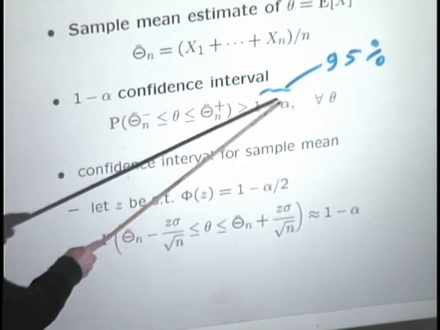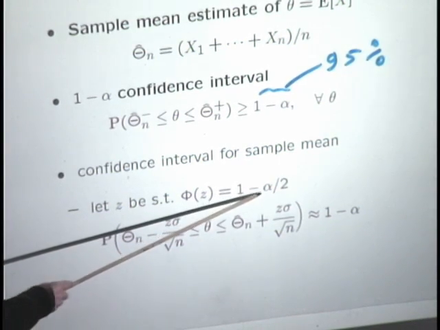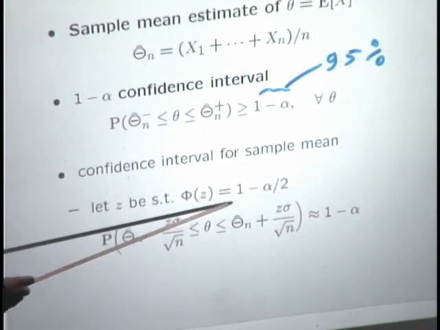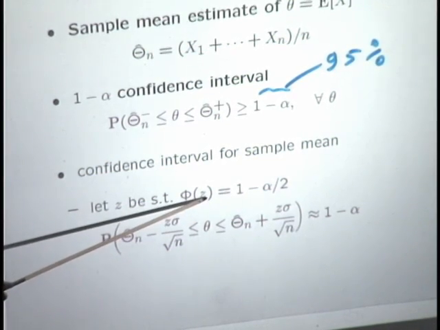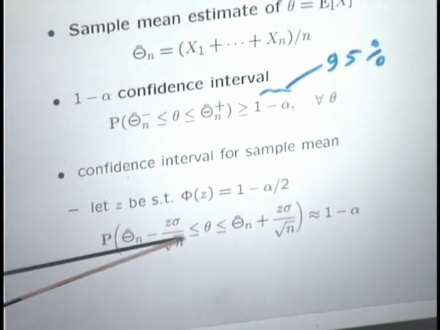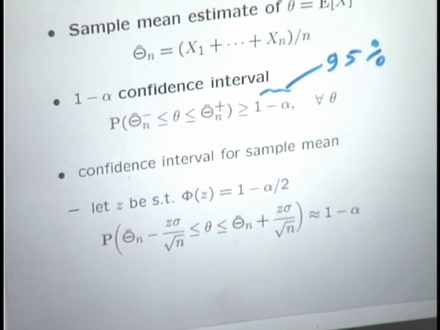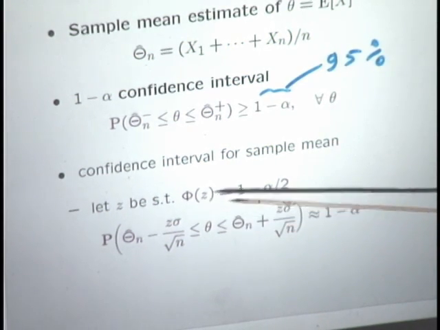So if this quantity 1 minus alpha is 95%, we're going to look at the 97.5 percentile of the normal distribution, find the constant number that corresponds to that value from the normal tables, and construct the confidence interval according to this formula. So that gives you a pretty mechanical way of going about constructing confidence intervals when you're estimating the sample mean. So constructing confidence intervals in this way involves an approximation.